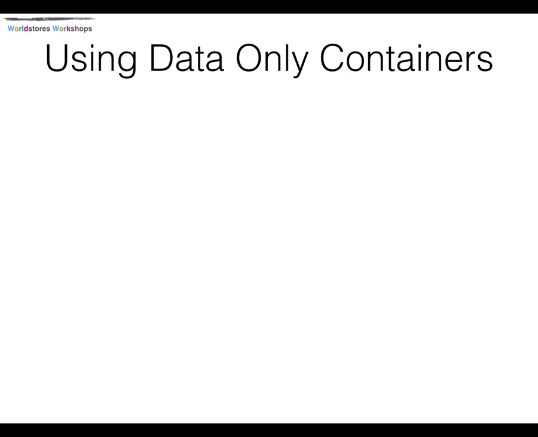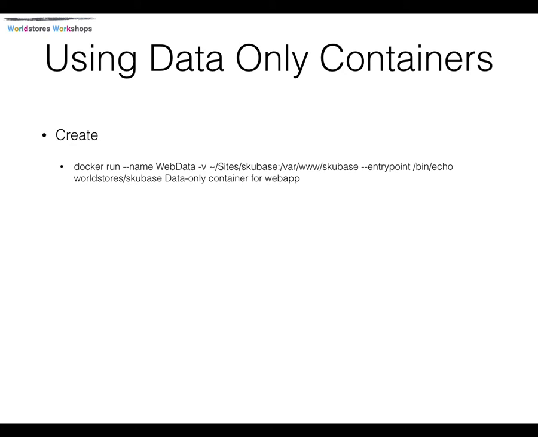So using data-only containers, I've given an example here of a web app. You can create a data-only container from anything, really, from any image. By default, this world stores SKU-base image has an entry point of, I believe, that run sh script we saw. And the run sh script fires the httpd -D foreground. So by default, if I was just to start up this image, that is the entry point the container would use when it's fired up.